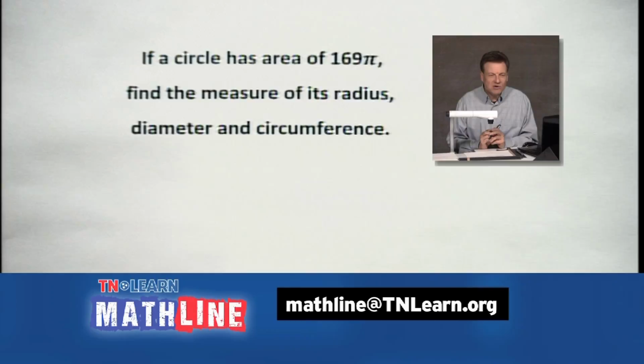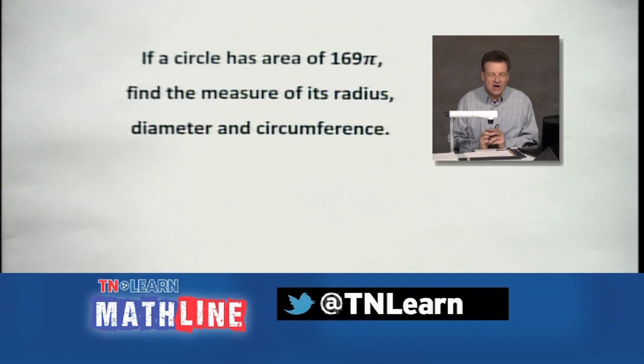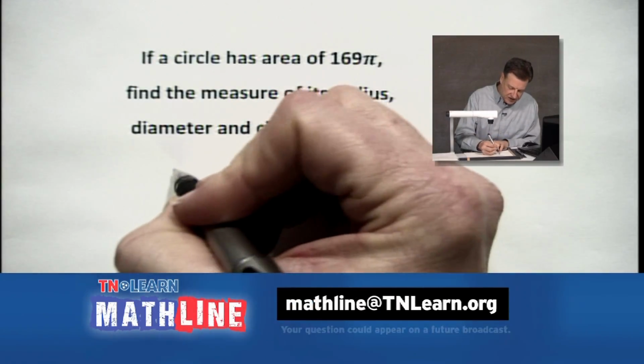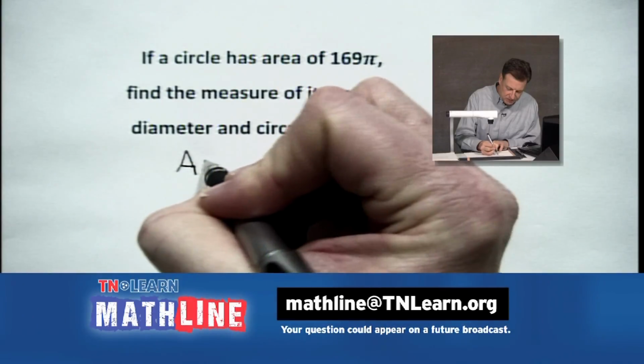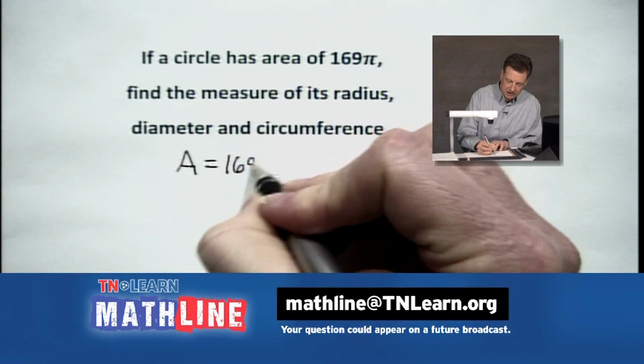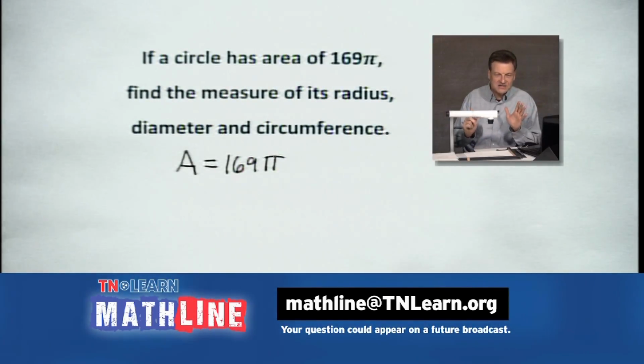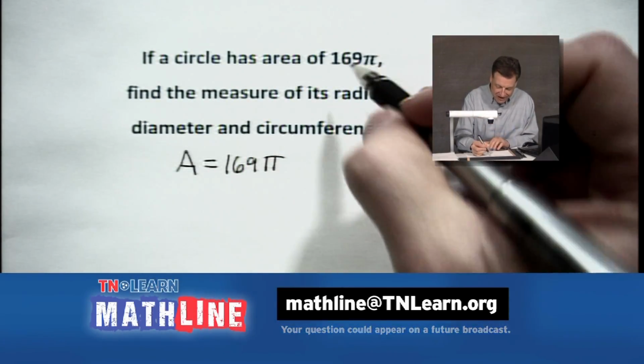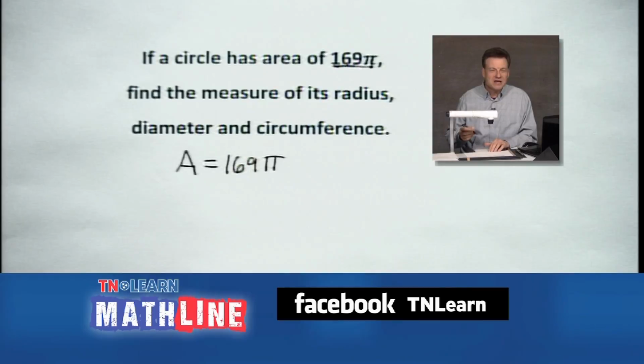Now, let's see how we're going to go with this. I'm going to first start off, and since we're talking about the area, I'm just going to use big A for that, all right? So we'll write 169 pi right there in front of your eyes. Because that's what it said, right? That's what we were given. That's all we know. The question is, how do you find area?